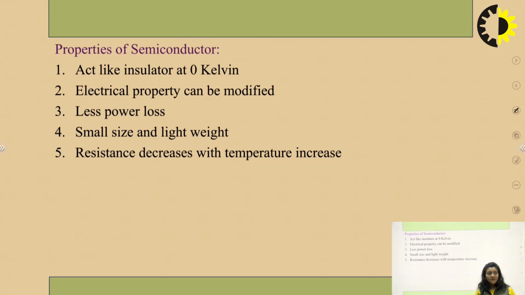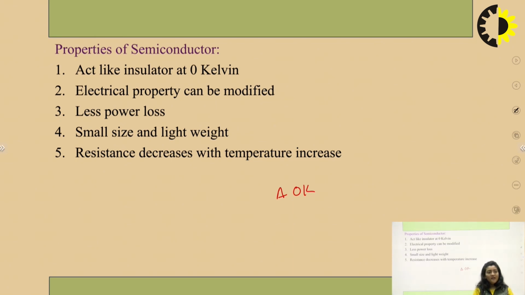Moving towards the next part, what are the properties of a semiconductor? If we see the property at 0 Kelvin, there is no external force, there is no thermal agitation, so no electrons will move from the valence band to the conduction band. So it will act as an insulator at 0 Kelvin. Now, as the temperature increases, it will act as a conductor. So that is why it is known as a semiconductor.